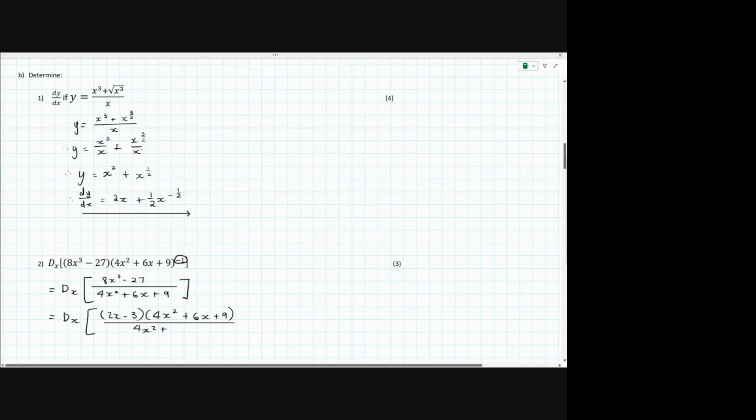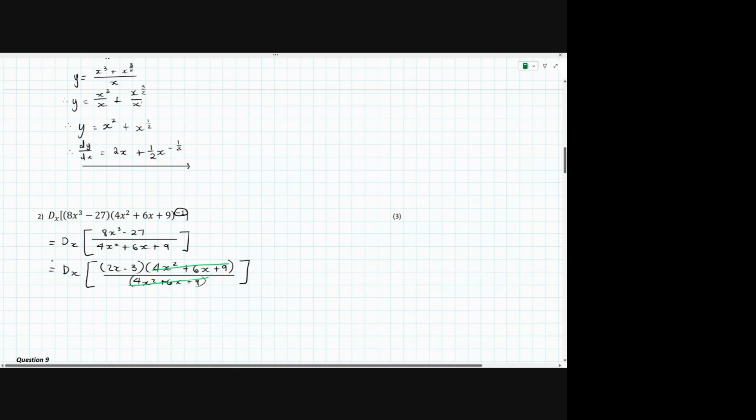4x squared plus 6x plus 9. Now, it seems like a really silly statement, but if you want to put your denominator in brackets, that's absolutely fine. I prefer to do that so that I know I have to cancel out the whole bracket. I can't just cancel out individual terms. It has to be the entire bracket. Again, seems like a silly statement, but often, for whatever reason, we like to just start dividing away things that we shouldn't be dividing away.